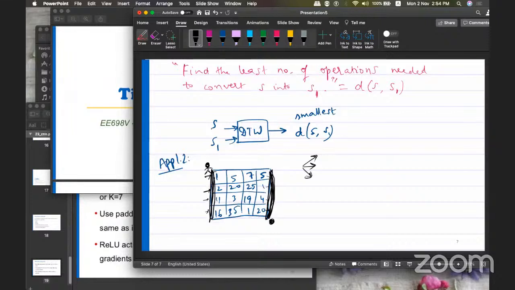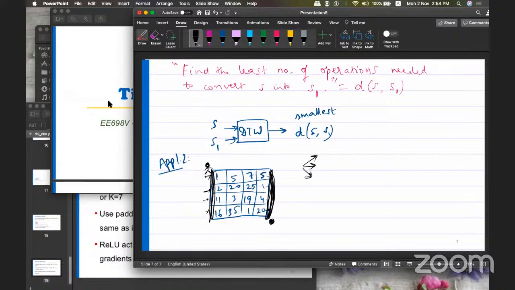So if I start at 16, then I go to 35, 19, 20. That's a large number, right? But it's possible some other path may give me better results. I'm not sure. It looks like, yeah, this is the best path: 16, 35, 19, 20. But how do you find out computationally what is the smallest path which you can take here? So this is another application of dynamic time warping.